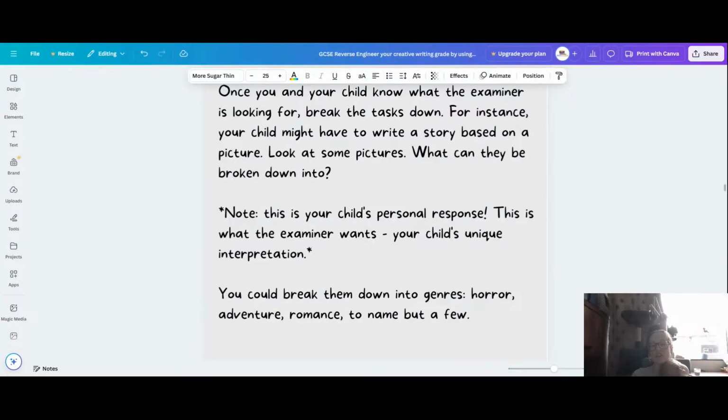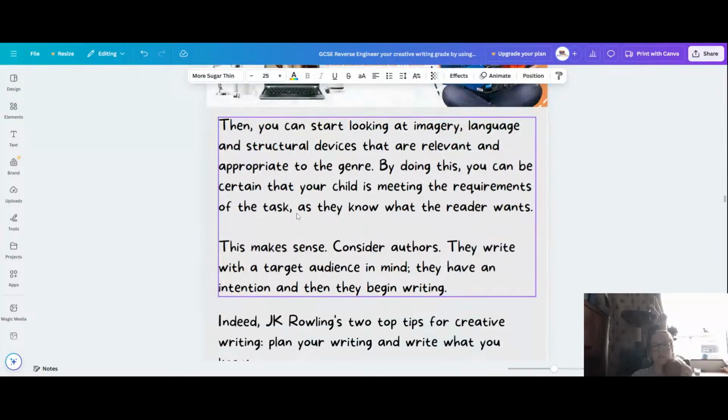You can break them down into genres, so horror, adventure, romance, to name but a few. By doing that, it helps you to know what techniques and ideas to bring into it. Then you can start to look at imagery and language and structural devices. By doing this, it'll make sure that it's appropriate, because remember, each genre has its own style. They have their own way of writing.